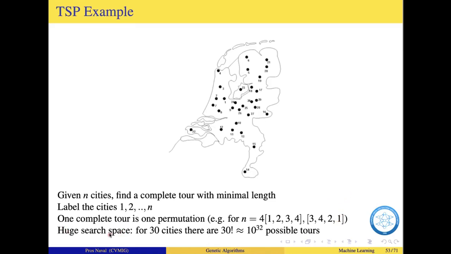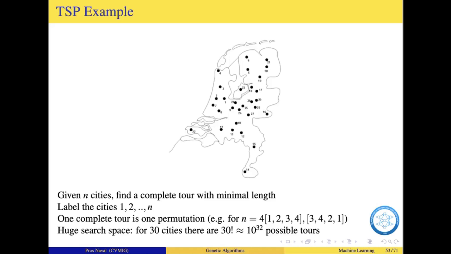There's a huge search space for this. For 30 cities, there are 30 factorial possible tours. That's about 10 raised to the 32 possible tours, which is a big number. And 30 is a small number for TSP. If you have 100, then 100 factorial, not even your calculator would be able to generate the answer.